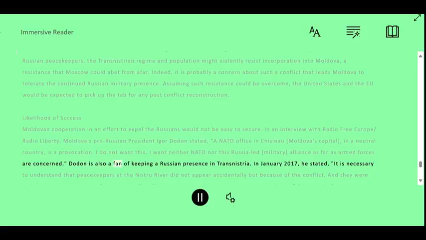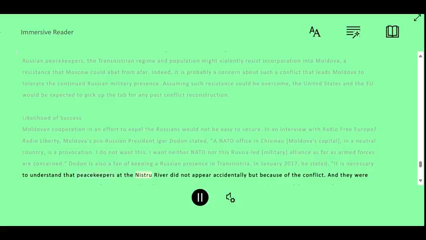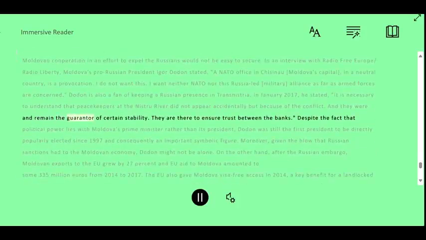Dodon is also a fan of keeping a Russian presence in Transnistria. In January 2017, he stated, "It is necessary to understand that peacekeepers at the Dnistru River did not appear accidentally, but because of the conflict. And they were and remain the guarantor of certain stability. They are there to ensure trust between the banks."